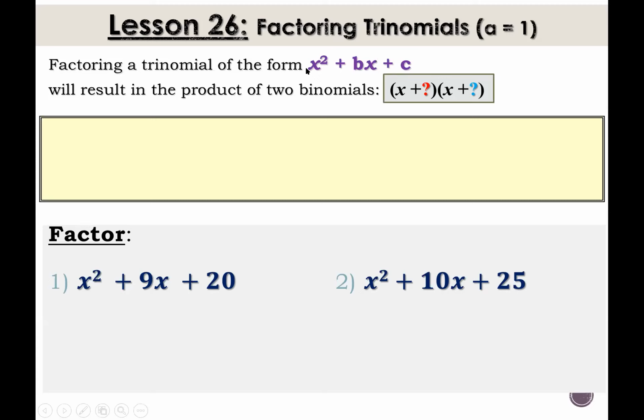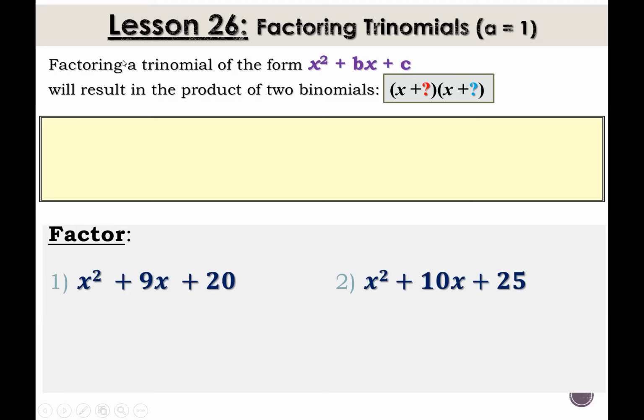I'm mentioning this now because not all trinomials look like this. When we get to lesson 27, we will see trinomials that have a number here, like a 2 or a 5 or something. And I just want to say right now, before we dive in, that the process that we use for those trinomials will be different from what we're seeing right now. Okay, so let's take a look at our first type of trinomial.